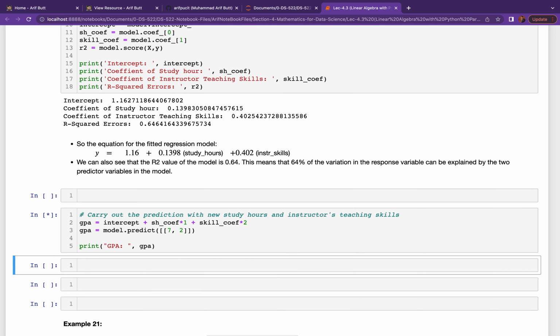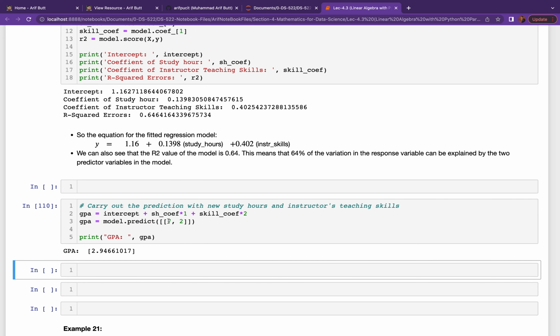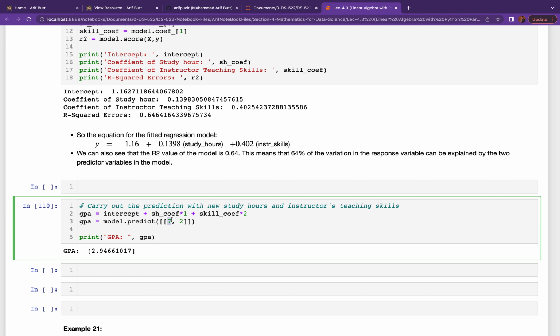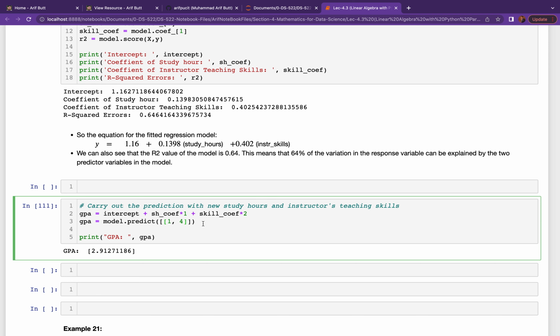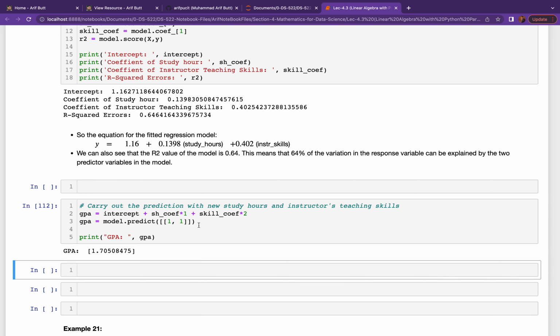Let me do the prediction using this. So if I give a value of 7 and a value of 2, that means a student has studied for 7 hours and the instructor teaching skills are at a level of 2, the GPA is 2.94. Let me reduce this to, let's suppose, 1. The student has studied for 1 hour. However, the teaching skill of the instructor is great. And what if the teaching skills are also bad? So it has reduced. Makes sense.